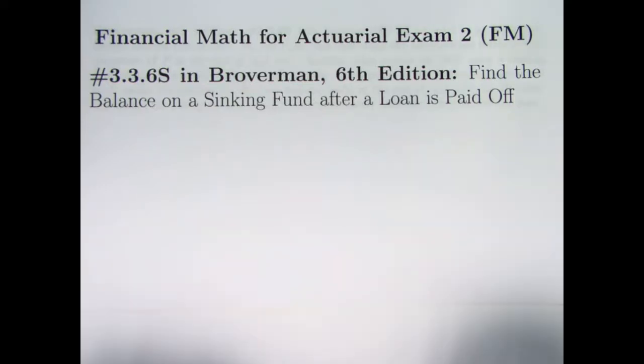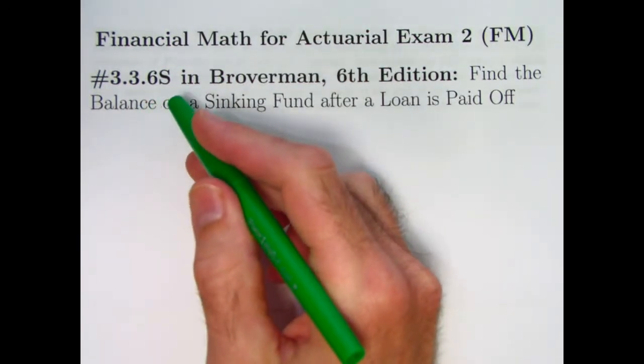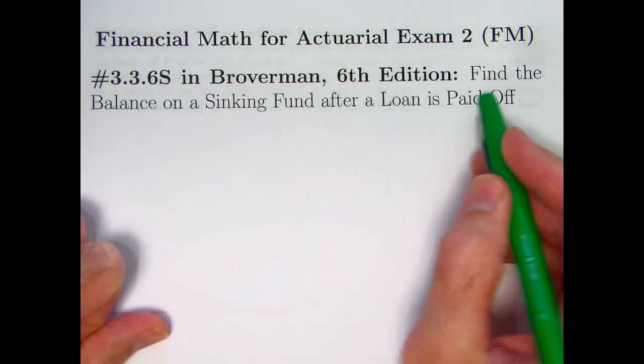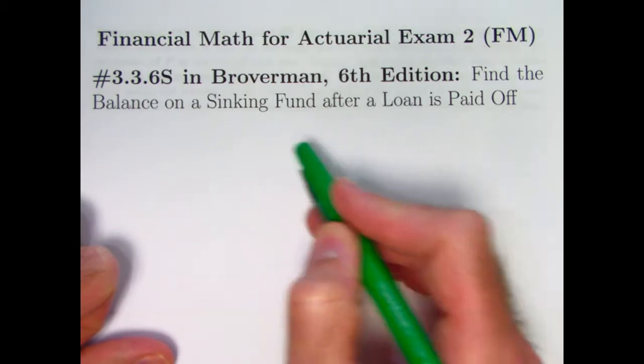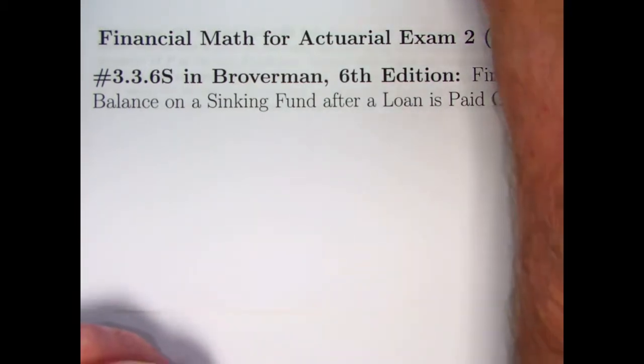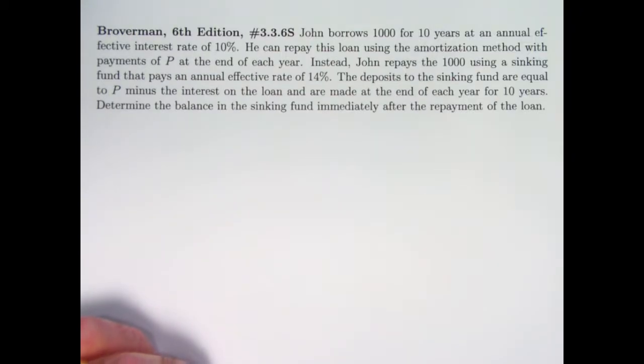In this video, we're doing problem 3.3.6s, an old actuarial exam problem for Actuarial Exam 2 from Broverman's book. Find the balance on a sinking fund after a loan is paid off. I think this is going to have the benefit of being a shorter problem than what we've been doing recently.